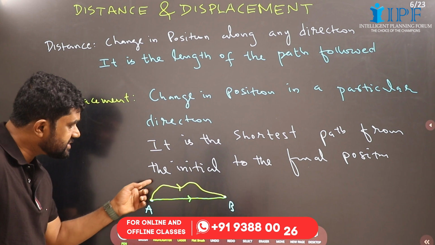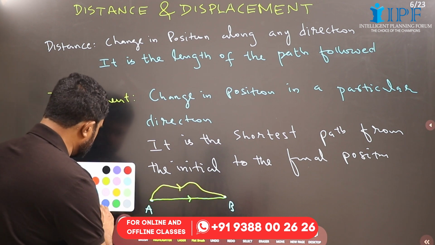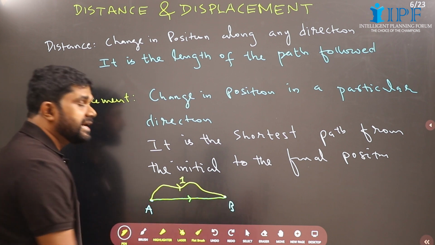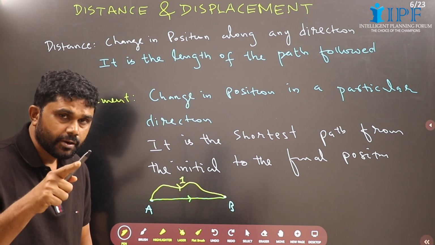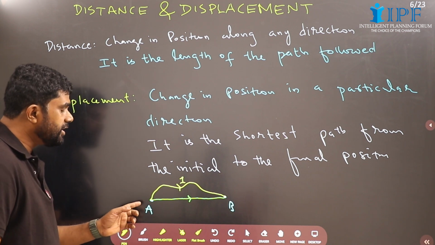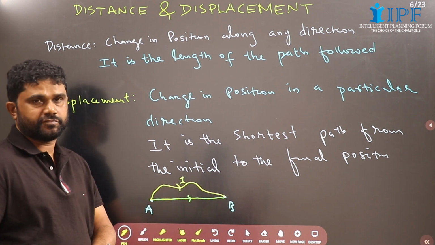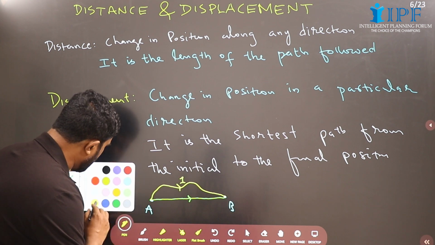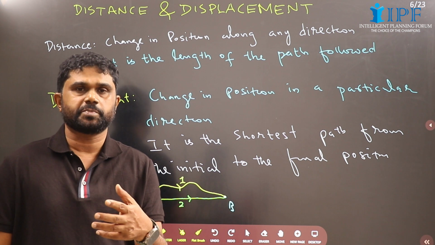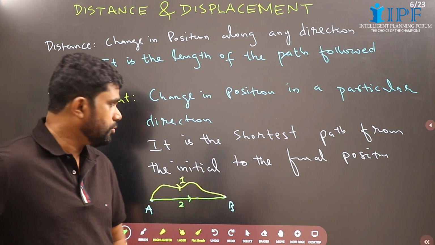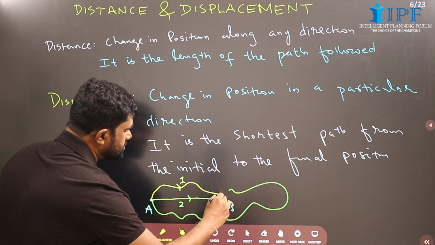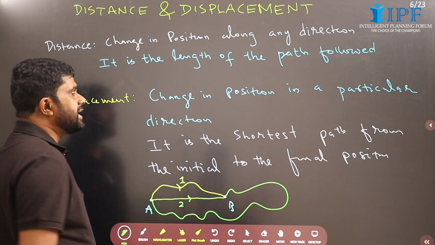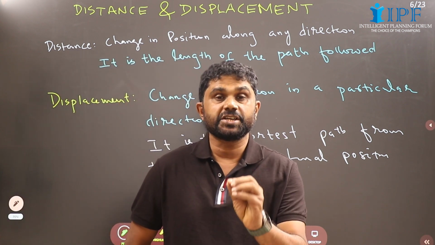If the body follows this first path, distance traveled is the length of the path and displacement is the length of the straight line AB. So in the first case, distance is more than the magnitude of displacement. Suppose the body moves from A to B along this straight line itself. Then the distance traveled is the length of the straight line, and displacement is also the length of the straight line. So in this second case, the magnitude of the displacement and the distance covered are equal. Suppose the body follows a path like this from A to B. Distance traveled will be the length of this path, but the displacement is again the length of the straight line AB. This means between two given positions, displacement is unique.